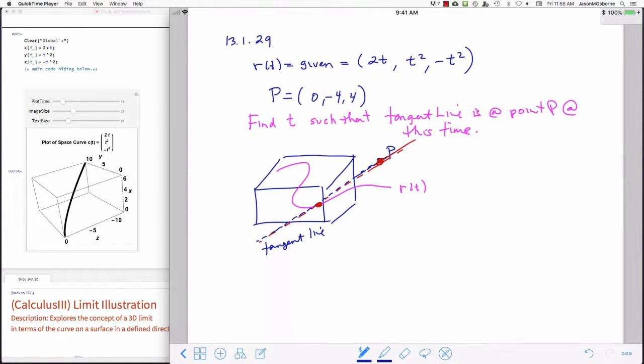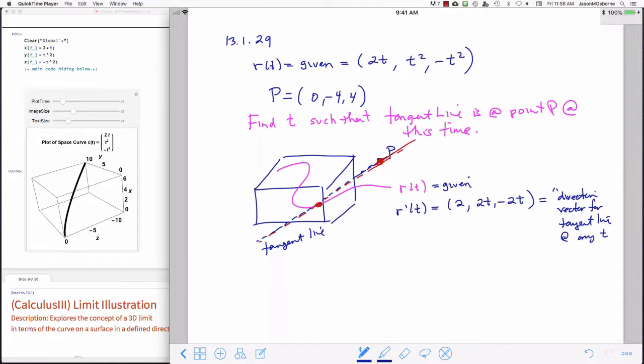We have a curve that's given. We can go ahead and find r prime of t. This will give us the direction vector. It will be 2, 2t, negative 2t. Okay, so there's the derivative, r prime of t. This will basically give you the direction vector for the tangent line at any value of t.